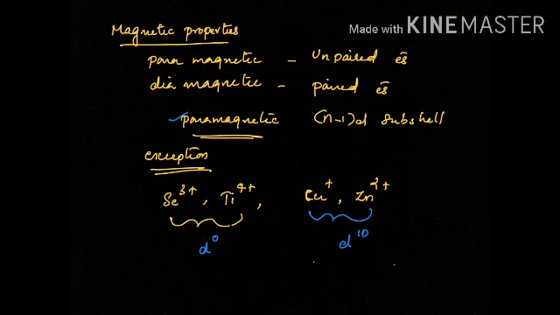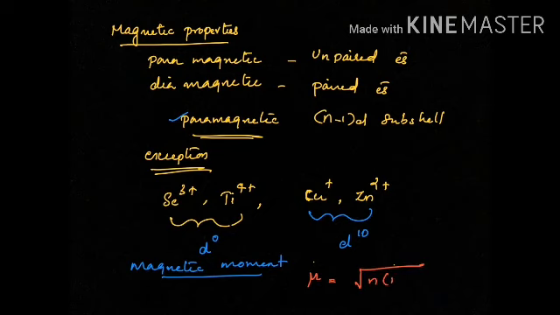We can find out the magnetic moment of these elements by using a formula: mu is equal to the root of n into n plus 2. The unit is Bohr magneton, BM.